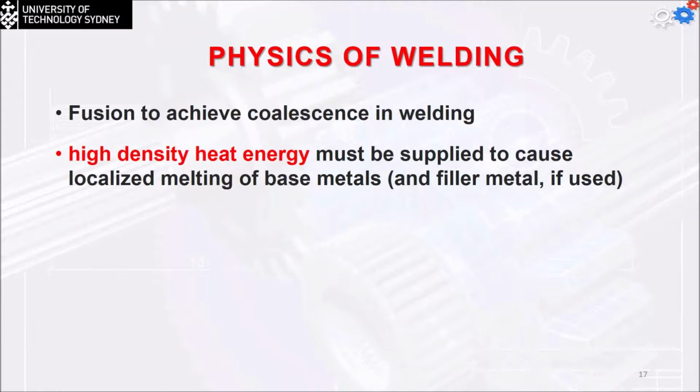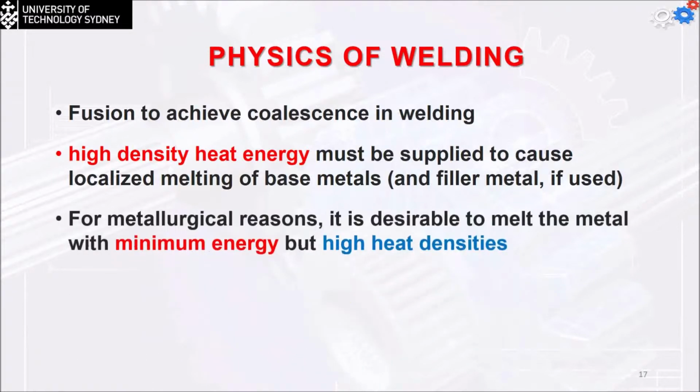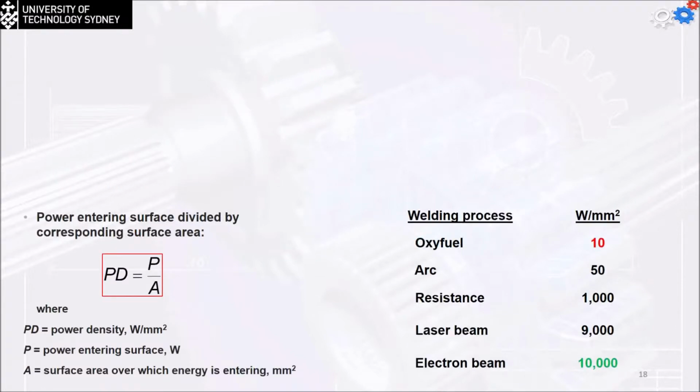For some metallurgical reasons, it's desirable to melt the metal with the minimum energy, but with high heat density. I don't want to increase the temperature to the maximum. I'm only going to use the energy which is enough to melt the metal and do the welding process. So to keep things focused, I prefer to use high heat densities, which are calculated by this equation. The power density is power transferred per unit surface area, calculated in watts per square millimeter.